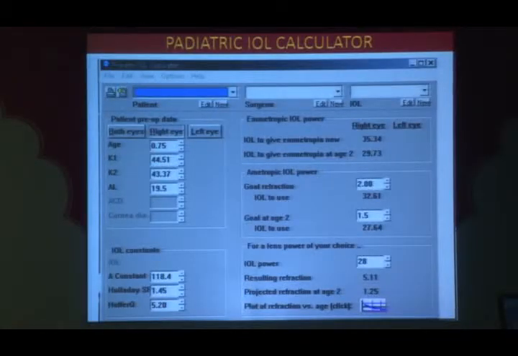Another thing which is available is the pediatric IOL calculator. Now, the pediatric IOL calculator has various parameters which are fed into it, and based on this, you can design a post-operative refractive goal for a child.